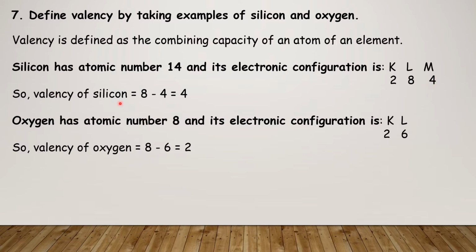So the valency of silicon is 8 minus 4, that is 4. Okay, 8 minus 4. So how many valence electrons are there here? 4. That is why the valency is 4.